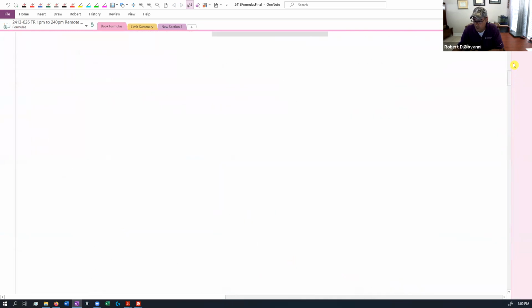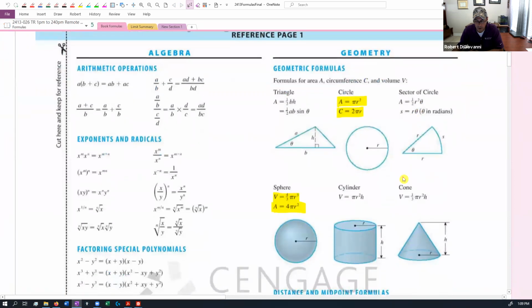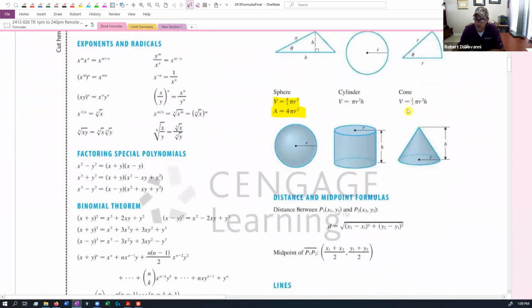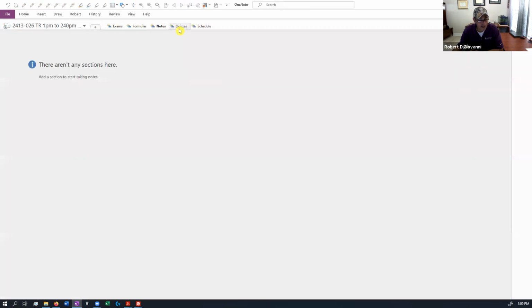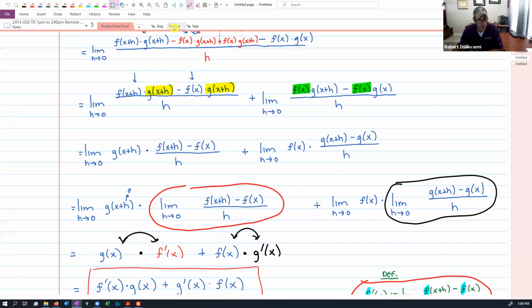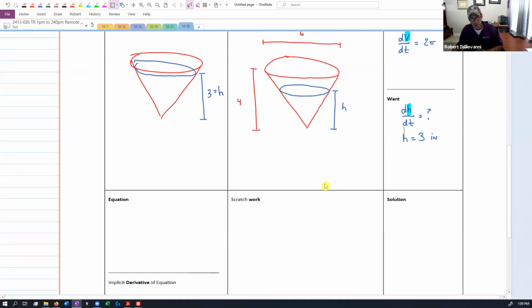And way up here, we have a cone. There it is. And the volume of a cone is 1/3 pi r squared h. So I'm going to use that. I'm going to put a volume formula down here that the volume of the water should be 1/3 pi r squared h.